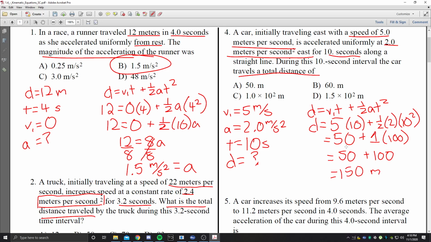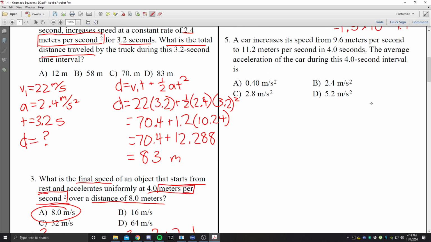Well, we don't have an answer directly in 150 meters. Instead, we have an answer in scientific notation. How do we convert this to scientific notation? There's a decimal point here by default, and we want to move it to after the first digit. So we're going to move that decimal place over. What we're going to get is 1.5. But since we moved it 2 places over, that means our exponent for our 10 is 2. And so the answer is going to be C.